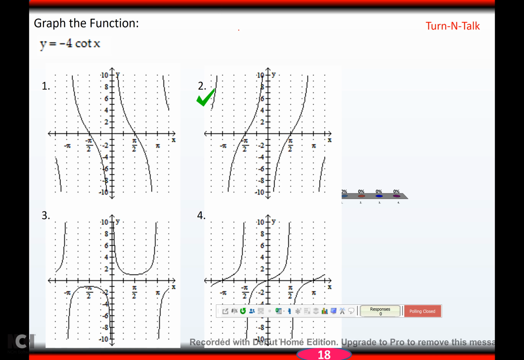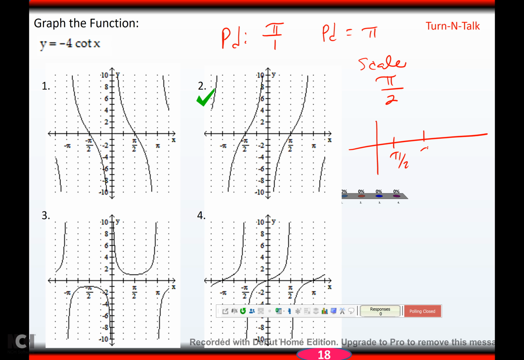Alright, so for this one, for cotangent, my period is going to be pi over 1 in this case, so my period is pi. So if I get my scale, I take period and divide it by 2, so my scale is going to be pi over 2, 2 pi over 2, 3 pi over 2, 4 pi over 2.